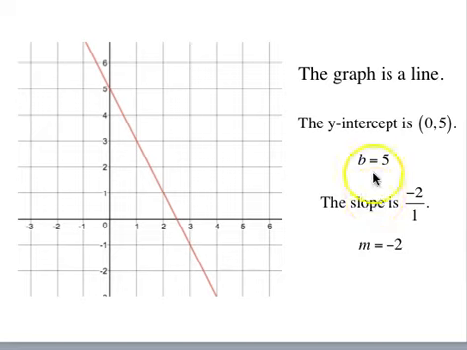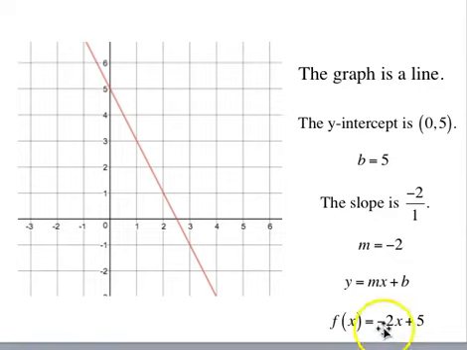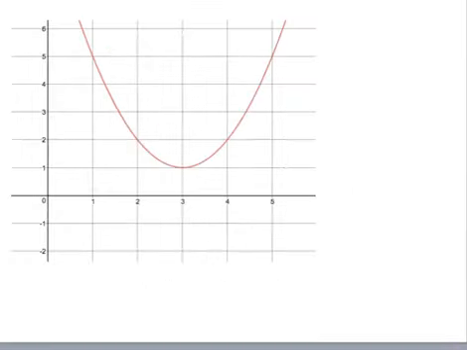So I have m and I have b. The equation of a line is y equals mx plus b. Making the substitution, plugging in a -2 for m and a 5 for b, and we're going to consider this as a function. So it will be f(x) equals mx plus b, f(x) equals -2x plus 5. Of course, there are several functions that are not lines, and we need to have other strategies to identify the equations that define those functions.